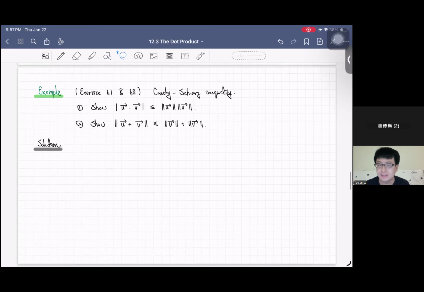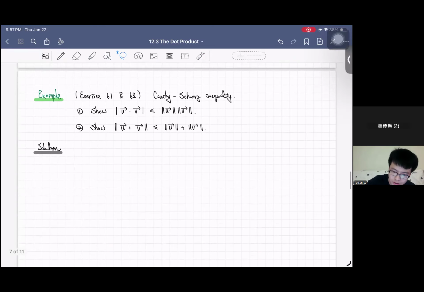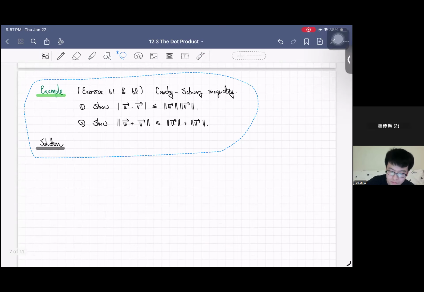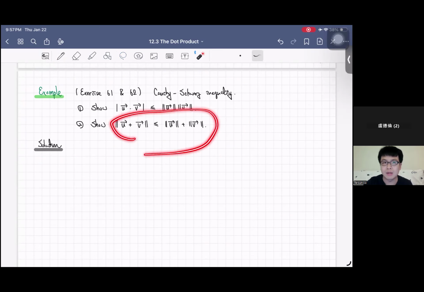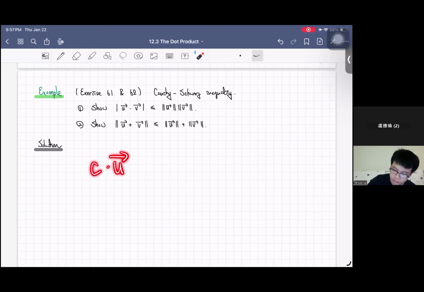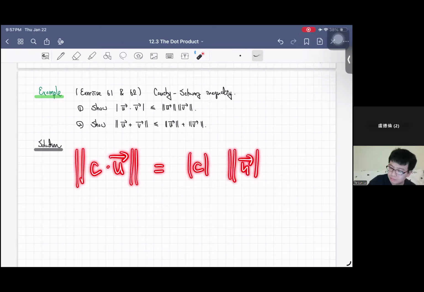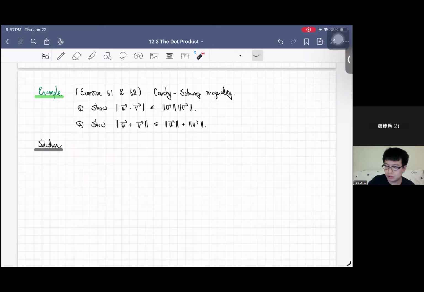And this example is not really important, but I mentioned this last time, so I want to cover it here. So it is one of the exercises in your textbook, and we also introduced this last time. I told you guys that last time the magnitude plays nice with the scalar multiplication, which is the magnitude of c times u is equal to c times the magnitude of u, right? However, there's no equality for vector addition. There's actually an inequality. And we will show now why the inequality is true.